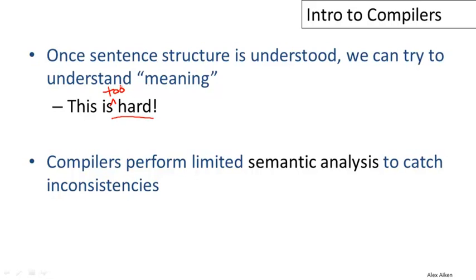So the first important thing to understand about semantic analysis is that compilers can only do very limited kinds of semantic analysis. And in particular, the kinds of things that compilers generally do are try to catch inconsistencies. So if the program is somehow self-inconsistent, compilers can often notice that and report errors, but they don't really know what the program is supposed to do.